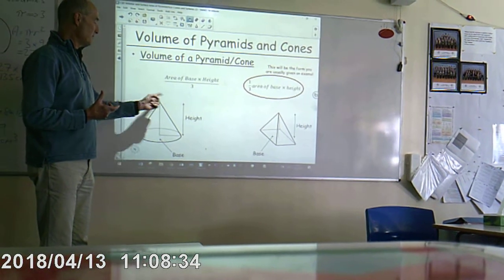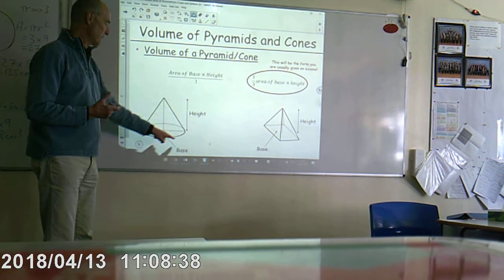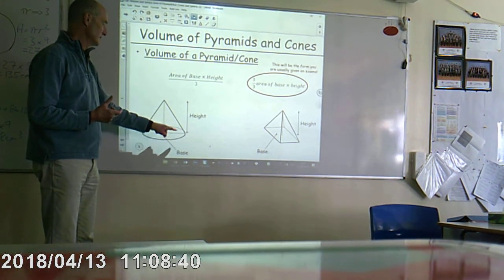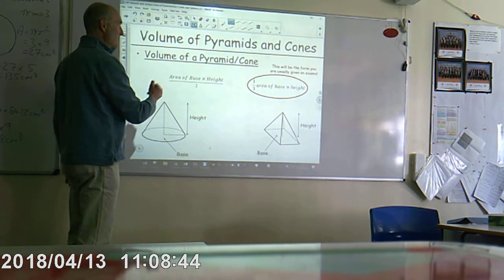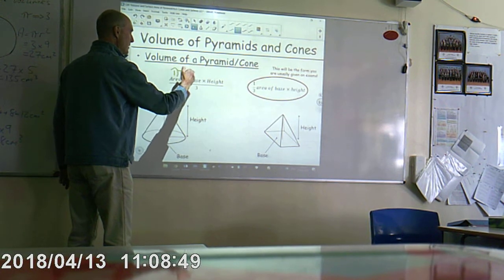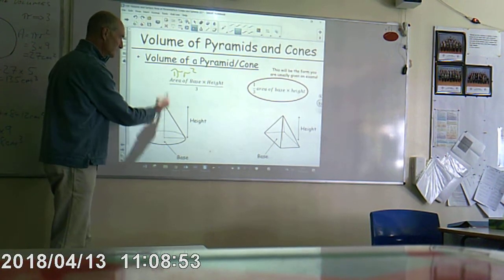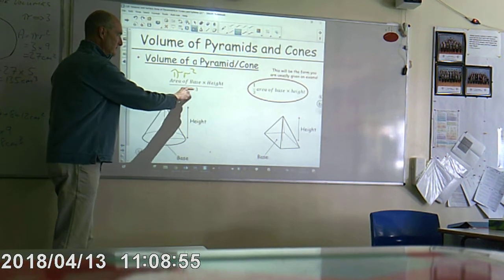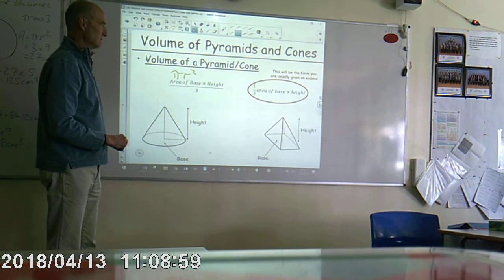The volume of a cone is the area of the base, which is a circle. So we know how to do that. That's pi r squared. The area of the base of a cone is going to be pi r squared multiplied by the vertical height. Divide all of that by 3, and that gives us the volume of that cone.